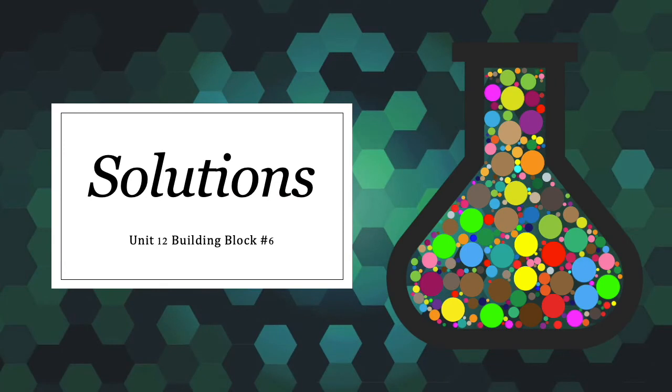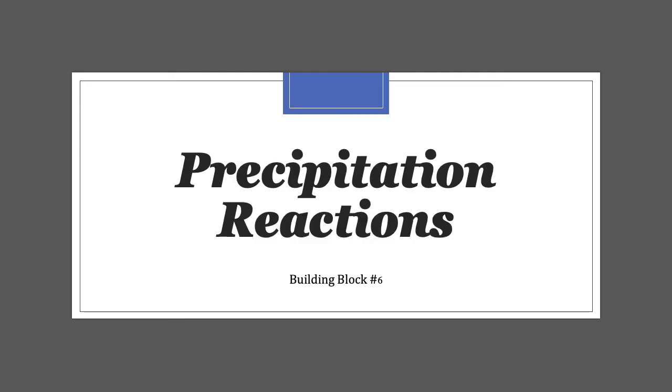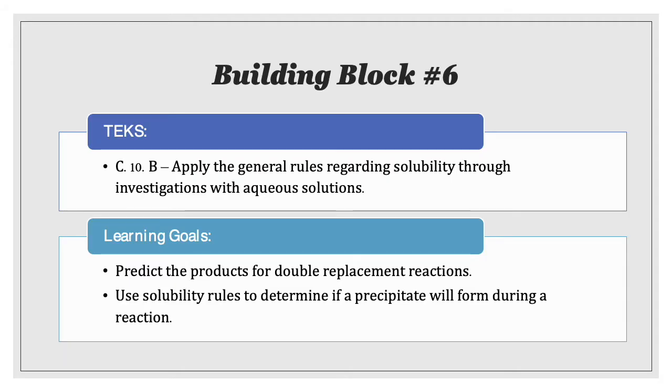This video covers building block 6 of Unit 12 over solutions. Building block 6 covers precipitation reactions. Your learning goals for building block 6 are to be able to predict the products for double replacement reactions and use the solubility rules to determine if a precipitate will form during a reaction.